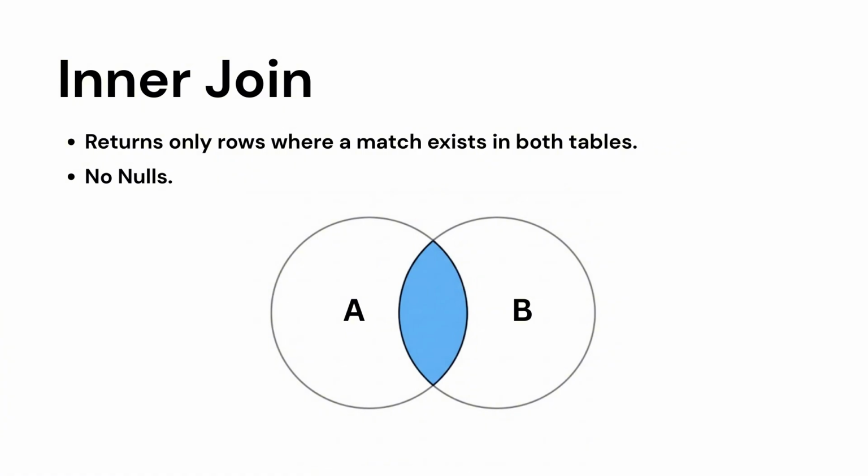Now let's talk about an inner join. An inner join only returns rows that match in the left and the right table. This means whatever related column that you're joining these tables on, you can't have a null in that column.